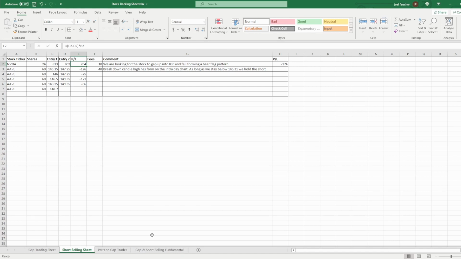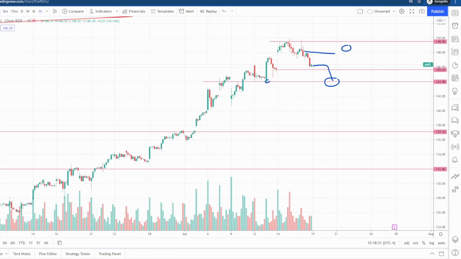So let's go back to the Apple chart. We're going to close this off with it. Again, we're in profits now. We got in at 148.70. We're at 146, so we're up $1.70-ish. We're looking for 144, and the ultimate target is 137, and we're going to follow it along.